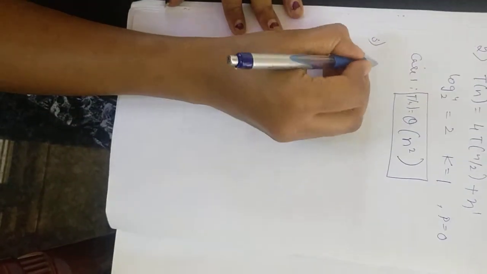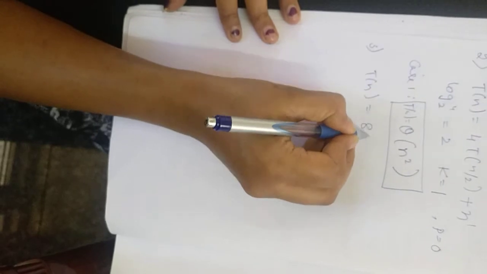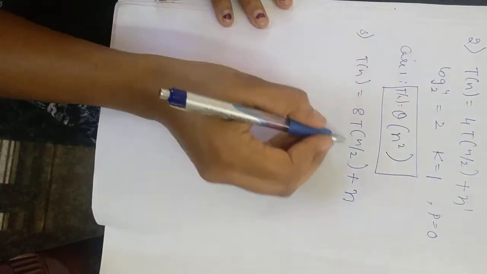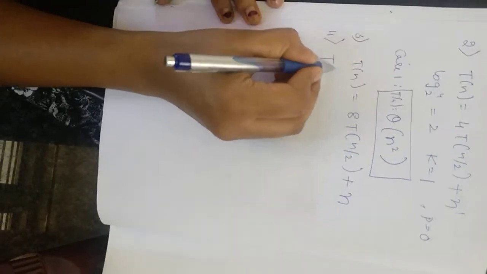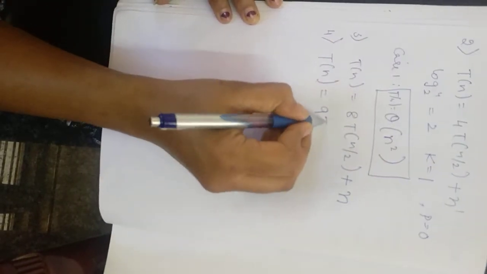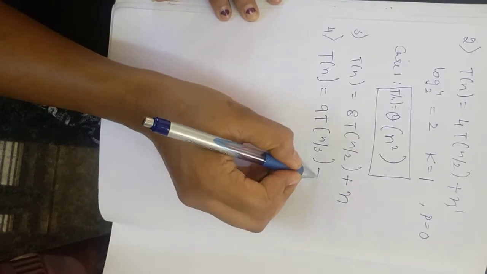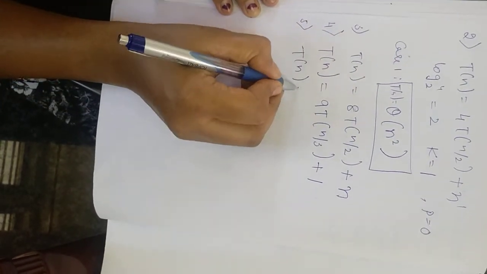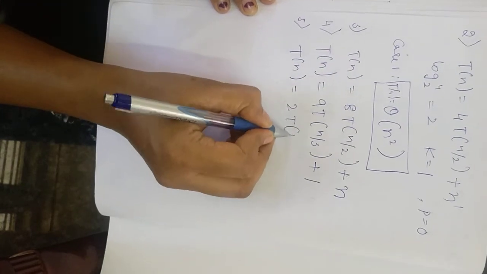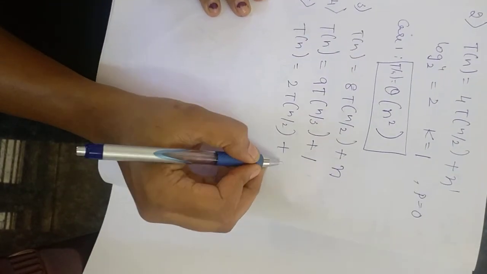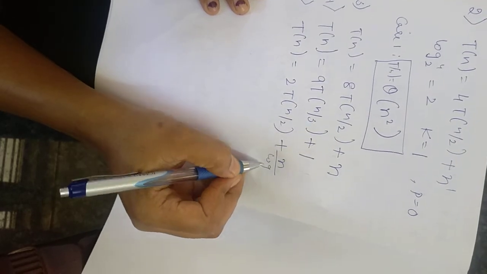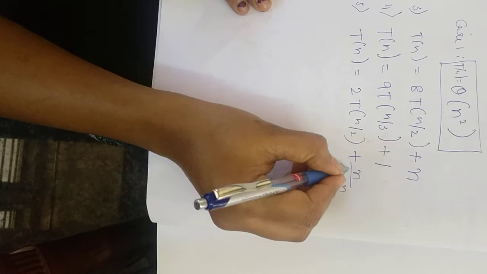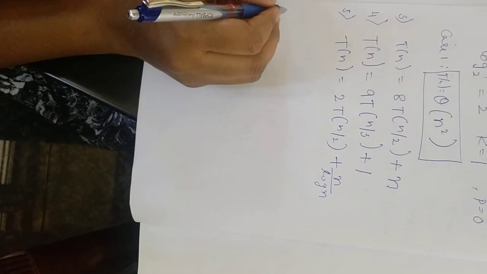Third problem, T(n) is equal to 8T(n/2) plus n. Solve this and tell me what the answer is. Next question, T(n) is equal to 9T(n/3) plus 1. This is the next question. T(n) is equal to 2T(n/2) plus n by log n. Solve this problem and you can send it to me by Monday. Thank you, students.